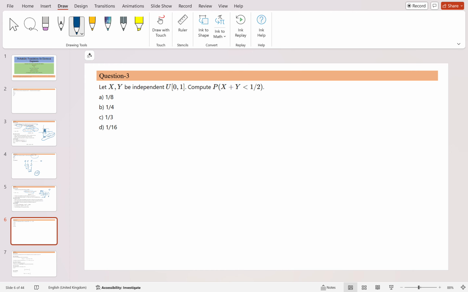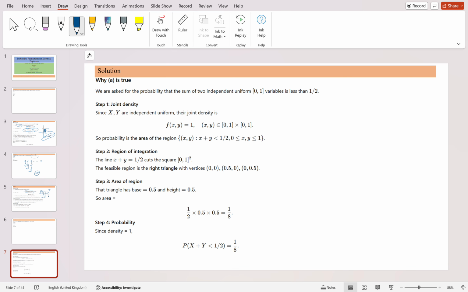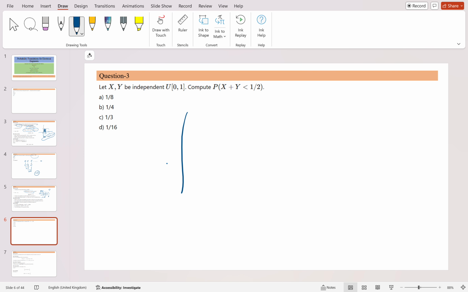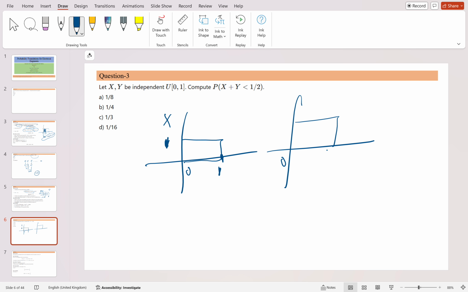So let me explain this. It is simply like this. x and y belong to 0 to 1, and y is also in between 0 to 1. If it is asking x plus y less than half, let me figure it out. x belongs in between 0 to 1, it's a uniform distribution, and y is also in between 0 to 1. So when you add it up, x plus y, let's add it.